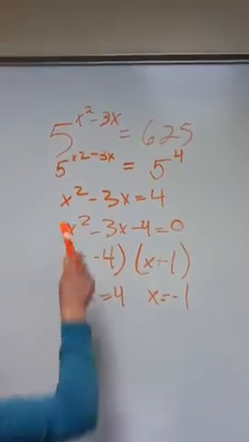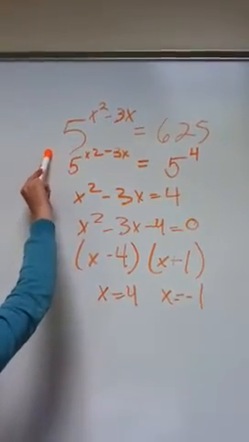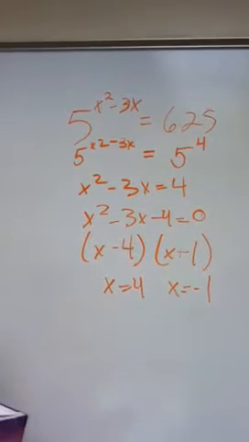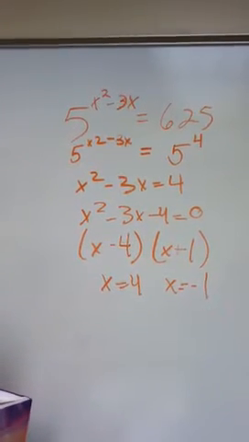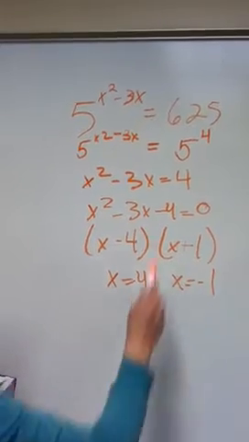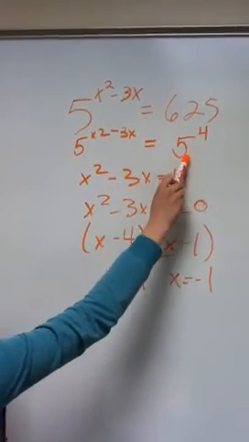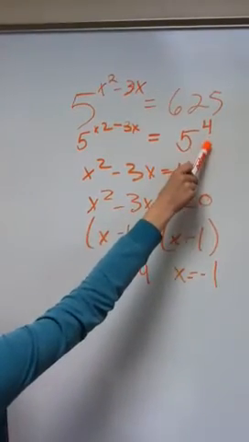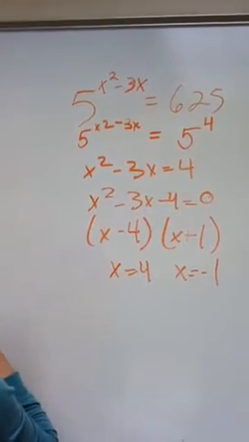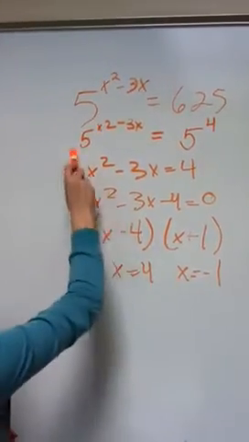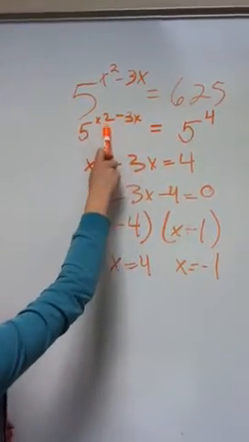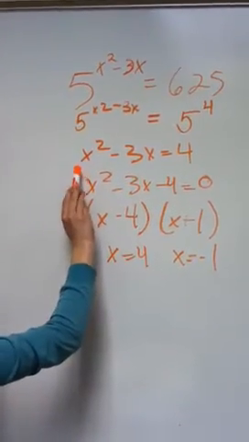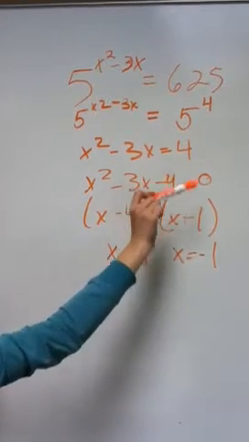For the next one, the problem is 5 to the x squared minus 3x equals 625. So the first step is going to be to find like bases once again. So the first step I took was to find the like base of 625. So it's 5 to the 4th power equals 625. So that already gives you like bases here. So we can just once again start working with the exponent. So I have x squared minus 3x equals 4.